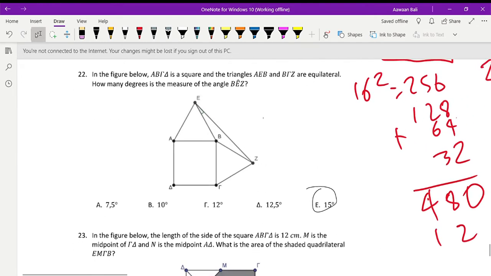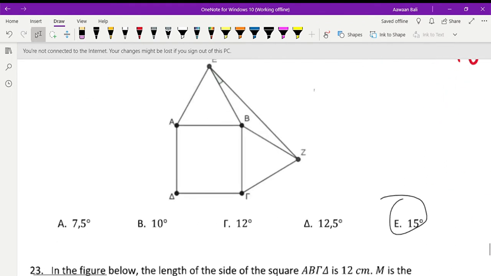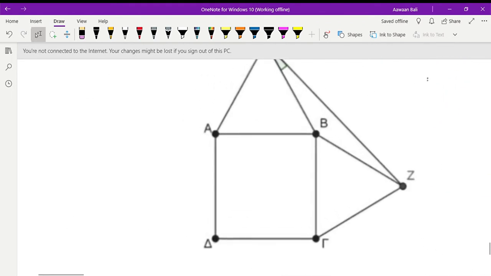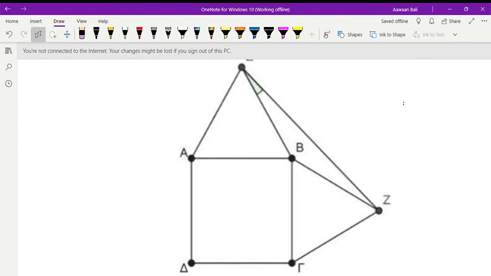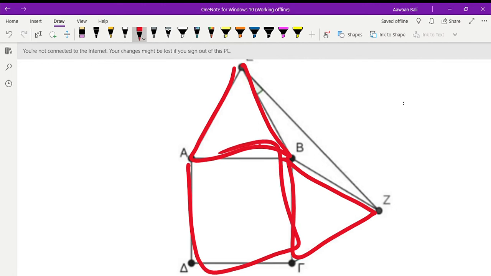Now, question number 22. In the figure below, alpha, beta, gamma, delta is a square, and the triangles alpha, eta, beta, and beta, gamma, zeta are equilateral. How many degrees is the measure of angle beta, eta, zeta? This is easy, and we've also done this question before, so I'll go quick. Since these are equilateral triangles, and this is a square, we already know the angles.